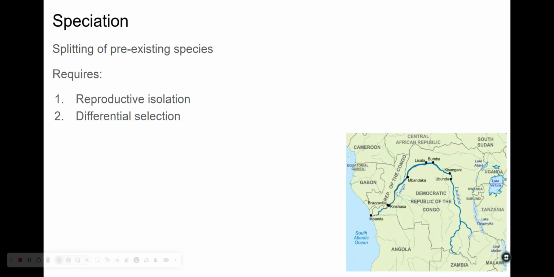Reproductive isolation can come in many different ways, and if you're an HL, we'll cover it on the next slide. If you're an SL, you need to know, and an HL, you need to know the example of the bonobos and the chimpanzees that were split by the Congo River and experienced very different selective pressures depending on which side of the Congo River they were on.